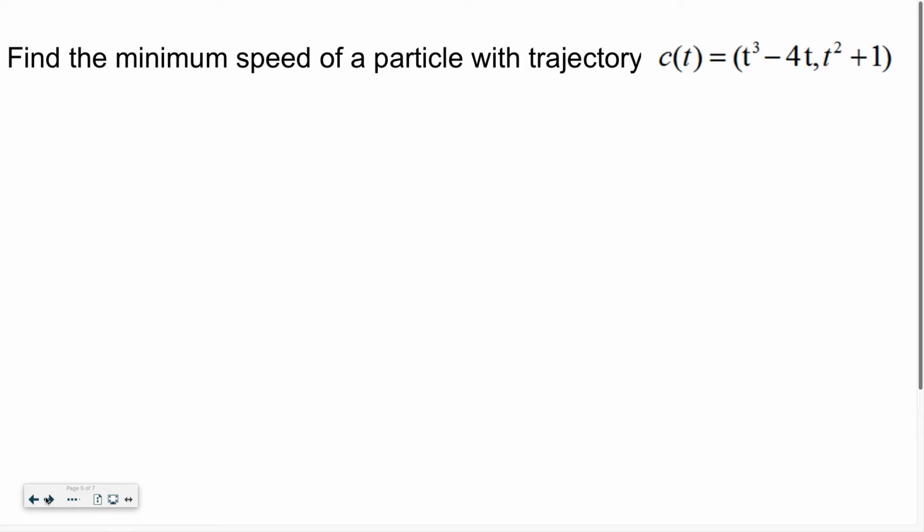Wait, minimum speed. But that means negative. Say it one more time because I don't think everyone heard. I think 5 of you all said minimum speed. Well, now I have to remember how to find the minimum. Zero or the biggest possible.